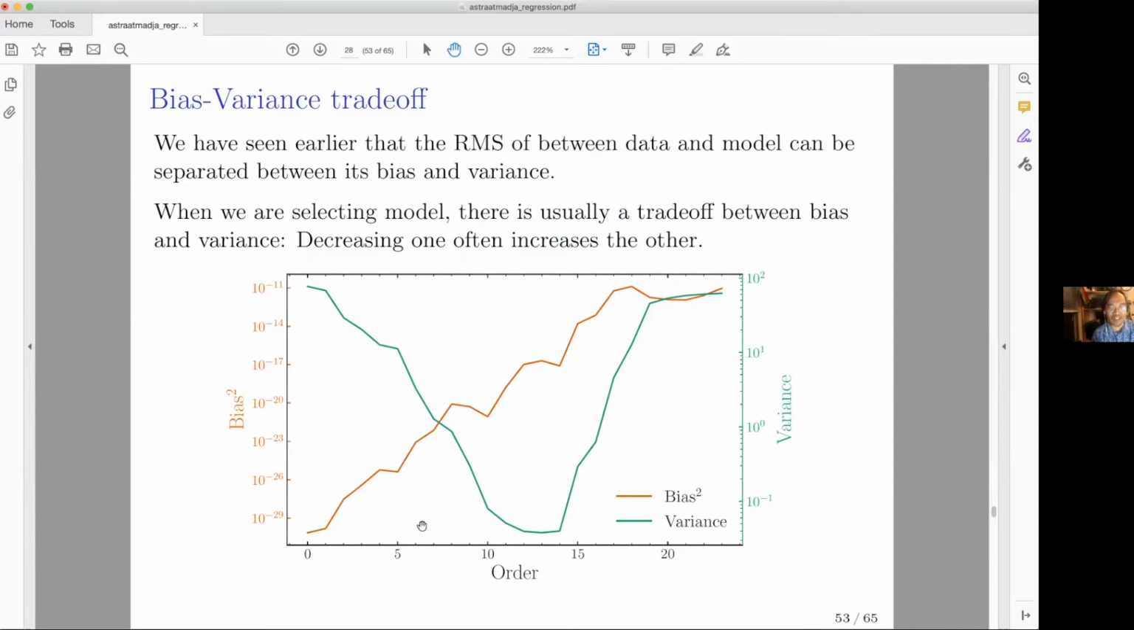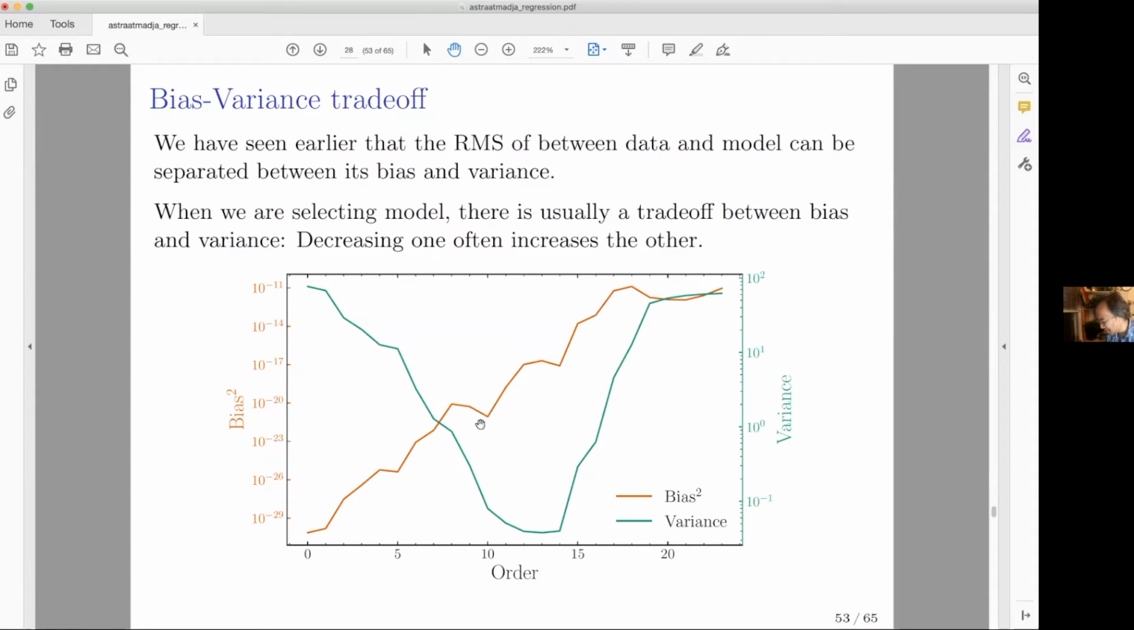As you can see here, when we increase the order of the polynomial, the bias increases. But at the same time, the variance also decreases. Or sometimes it's the opposite. We increase the complexity, the bias decreases, and the variance increases. So it's one or the other. So usually there is a trade-off between bias and variance. So the optimum one is the one where the summation of both is at the minimum. So that's the deal.